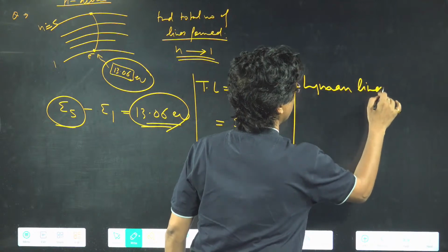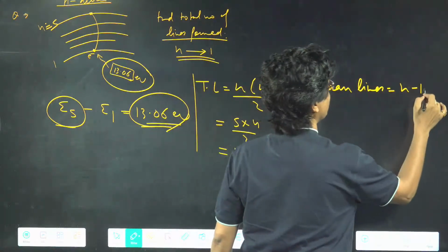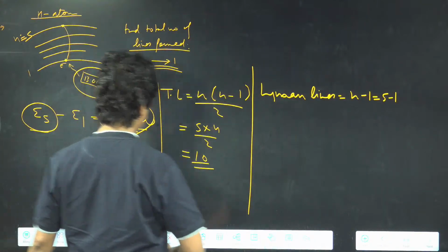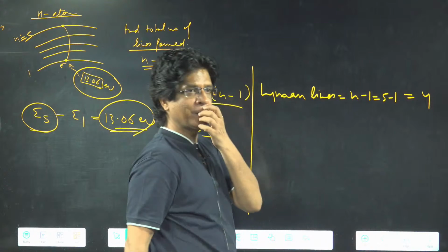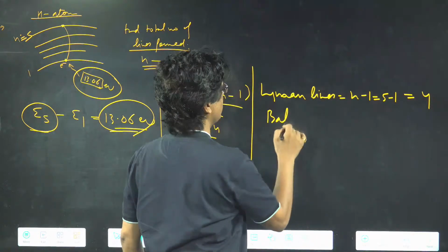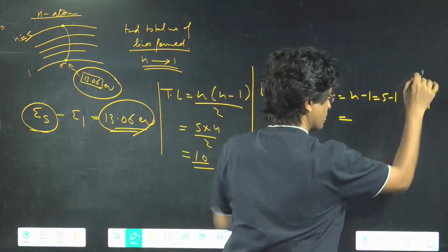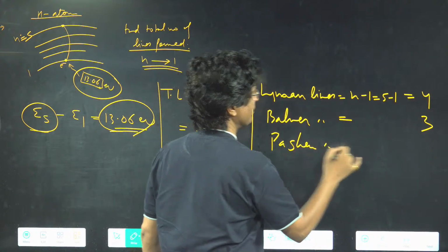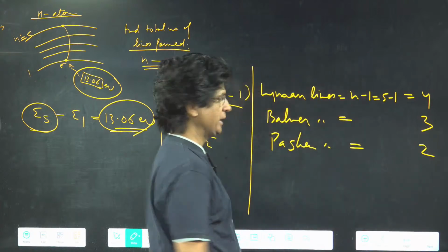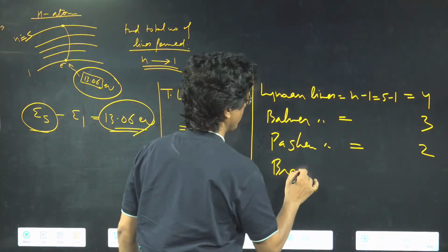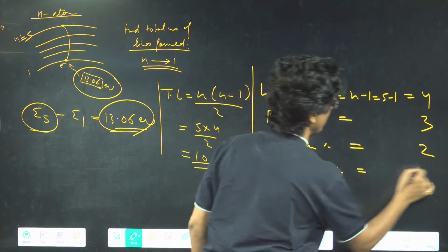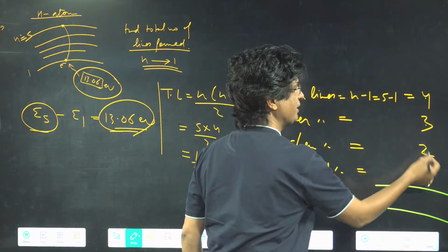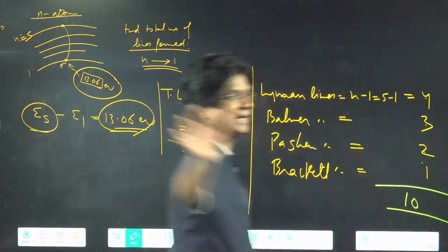And if they ask you further the number of Lyman lines, how many? I told you it was n minus 1, equal to 5 minus 1, which is 4. Yes or no? Very good. Balmer lines will be just 1 less, 3. Then Paschen lines will be again 1 less, 2. And then Brackett lines will be 1. That's it. Add them all: 4, 3, 7, 7, 2, 9 and 1, 10. So total 10 lines are formed.